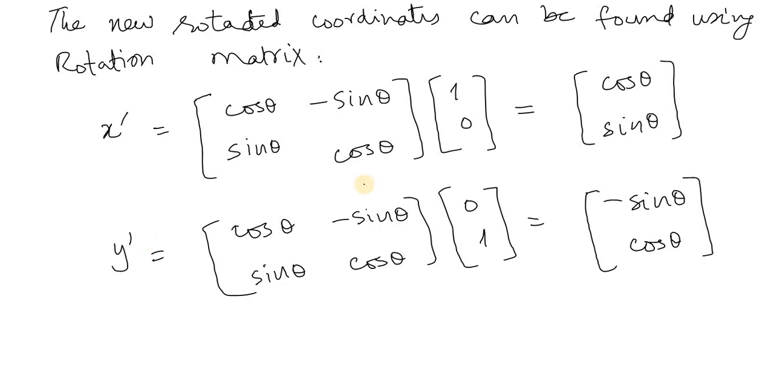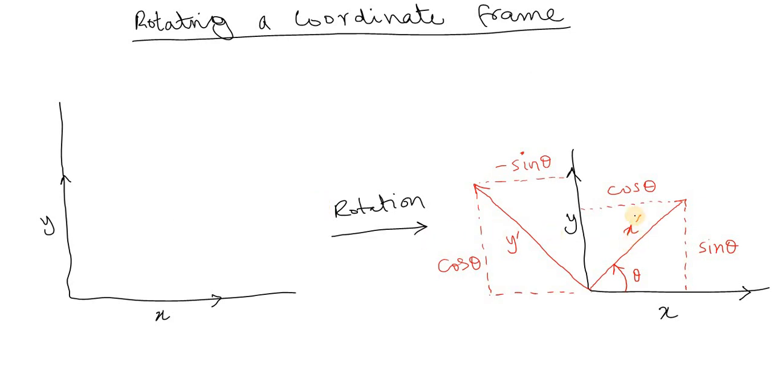You see that the rotation matrix is pretty useful. It can be used to find the coordinates of the newly rotated vector. It can be used to find the coordinates of the newly rotated frame also. So we know the coordinates of the rotated frame, which is rotated by angle theta.